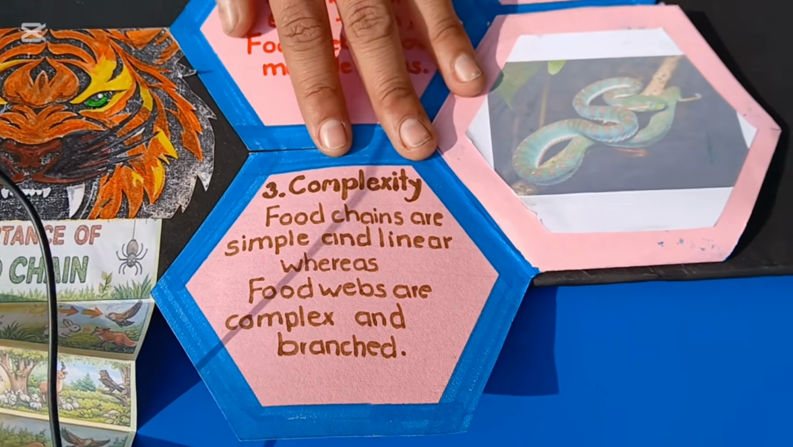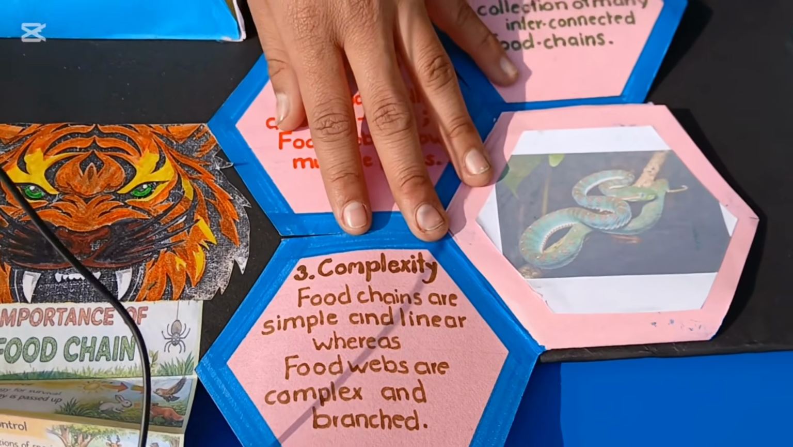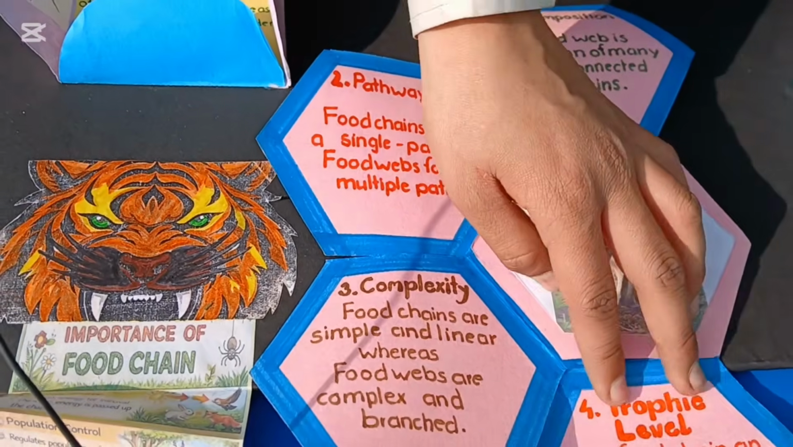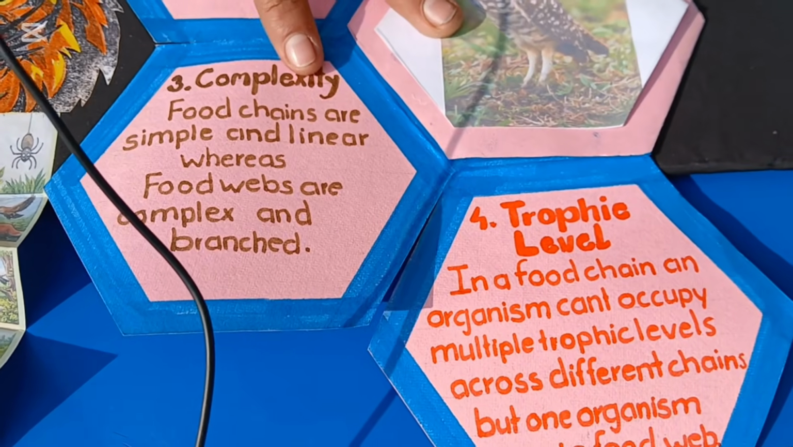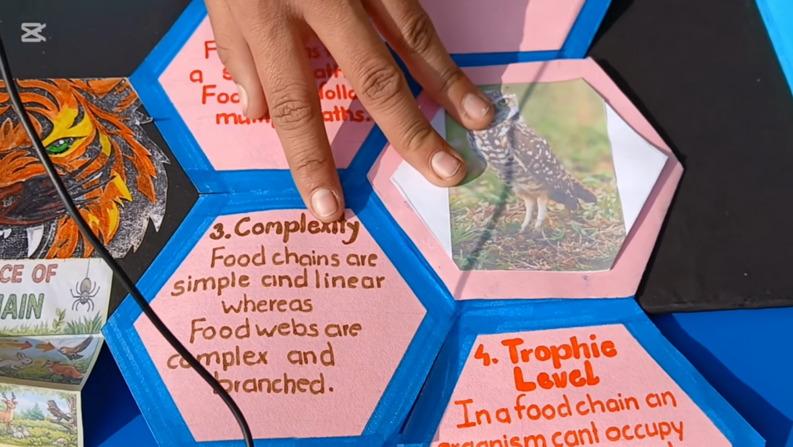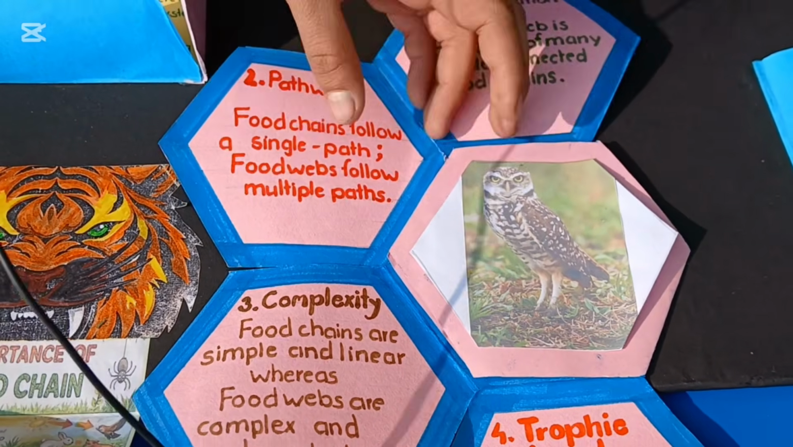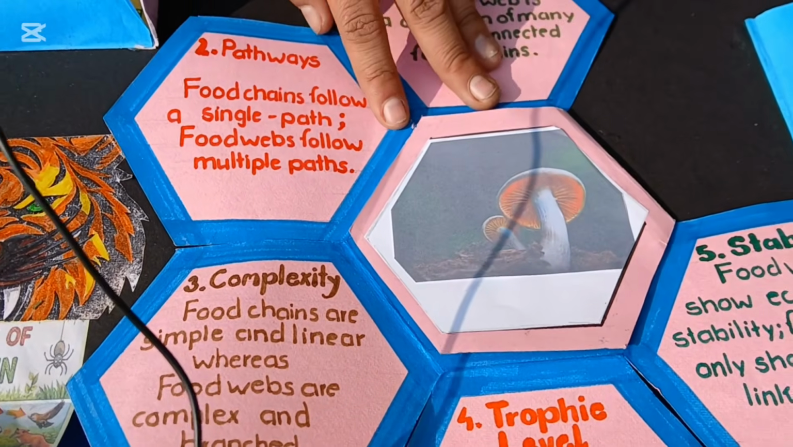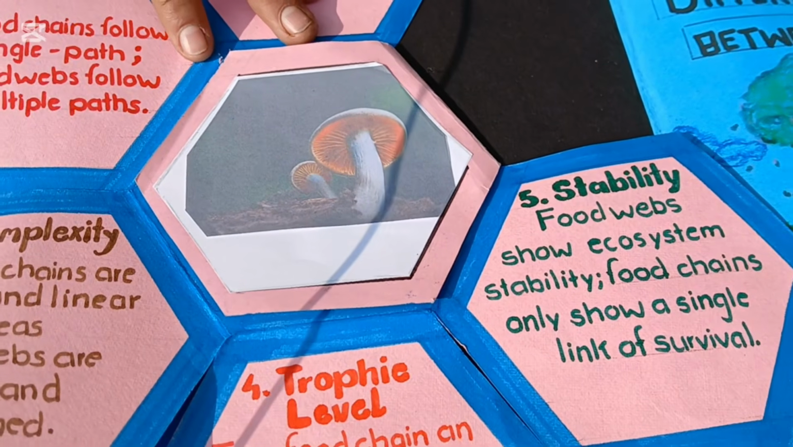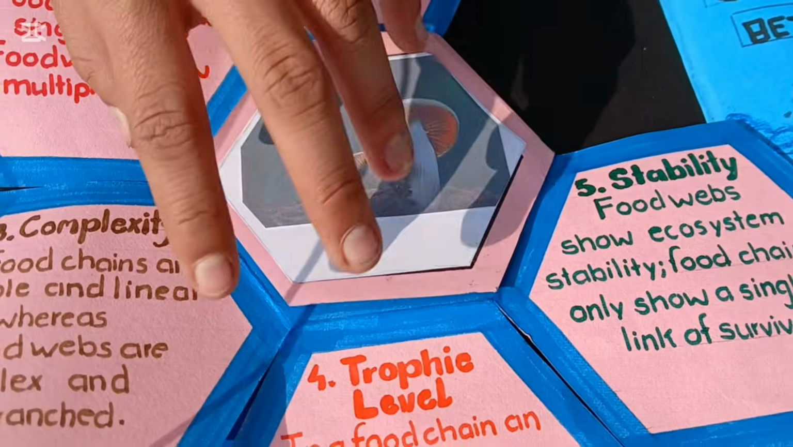Complexity. Food chains are simple and linear, whereas food webs are complex and branched. Trophic level. In a food chain, an organism can't occupy multiple trophic levels across different chains, but one organism can in a food web. Stability. Food webs show ecosystem stability. Food chains only show a single link of survival.